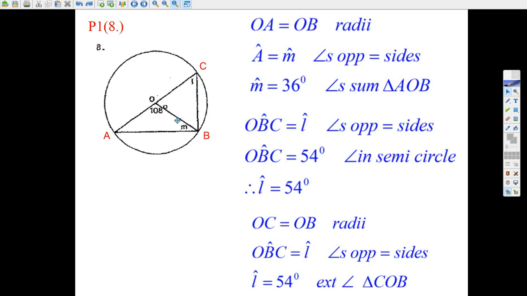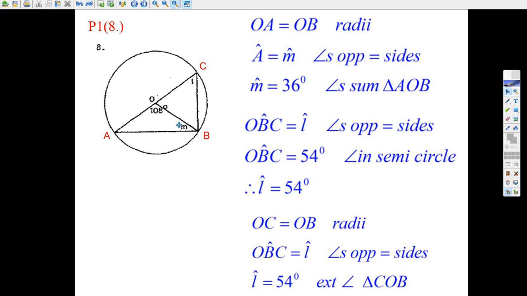Now let's take a look at this one. For the same reason here, angle OBC must be equal to angle L. Angles opposite equal sides. Because OC is equal to OB, they're radii, then that must be true. Well, you can say right away that OBC is equal to 54 degrees. Actually, you do need that. We need that those two are equal. I know that that's 54 degrees.